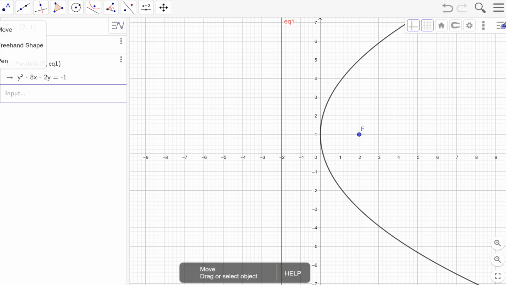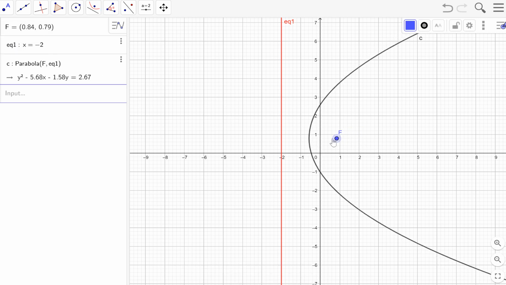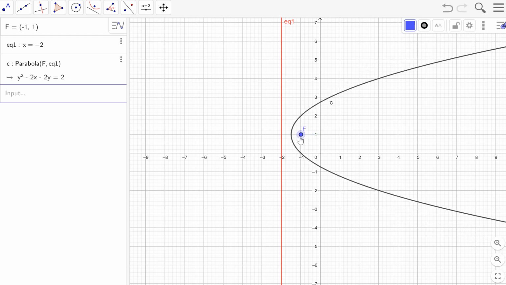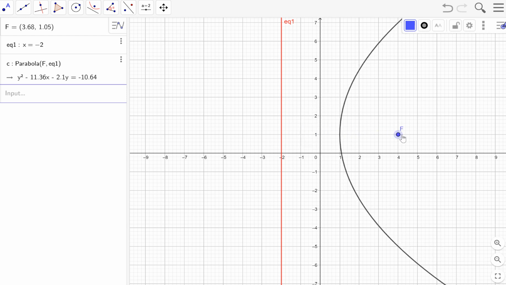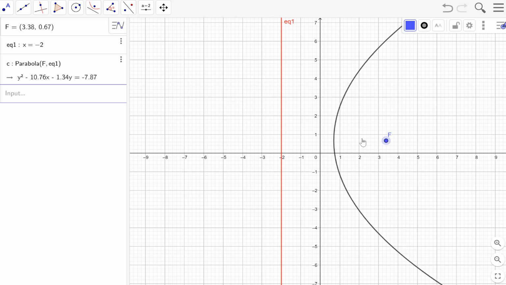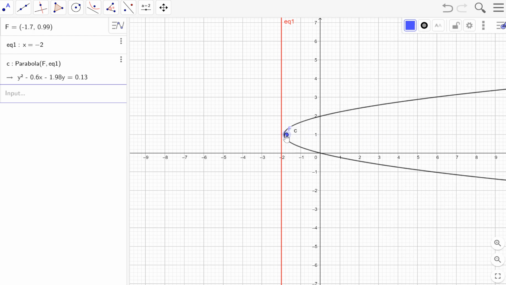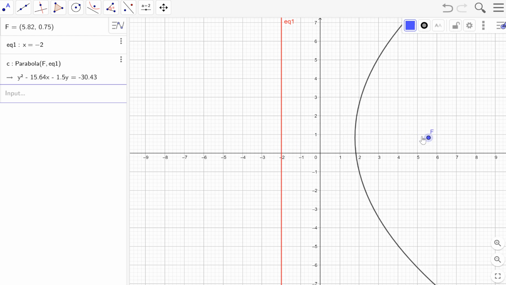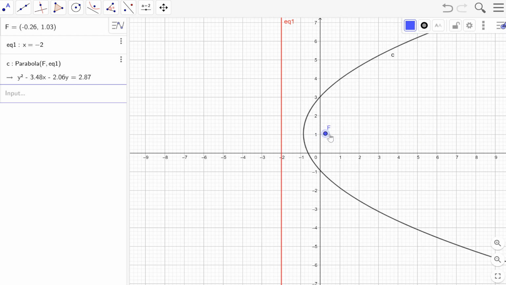However, if I move the focus closer to the directrix, I get a different parabola, a more narrow parabola. If I move the focus further away, I get a different parabola that's much, much wider, W-I-D-E-R, wider. So the closer the focus and directrix are, the more narrow the parabola, and the further they are away, the wider the parabola is.